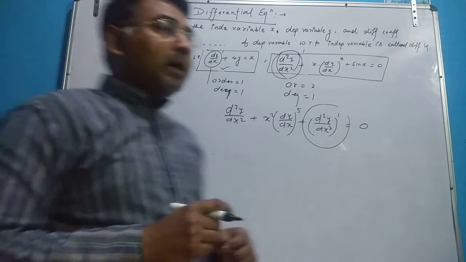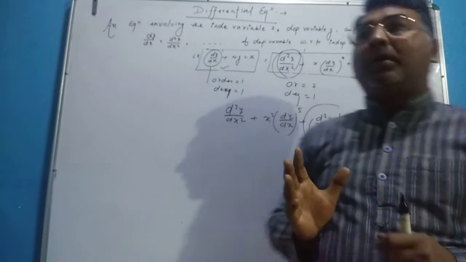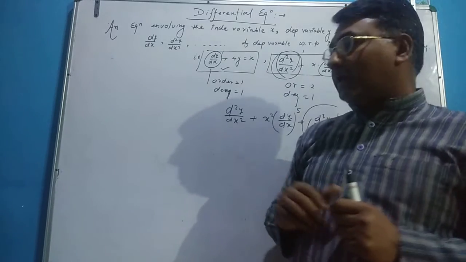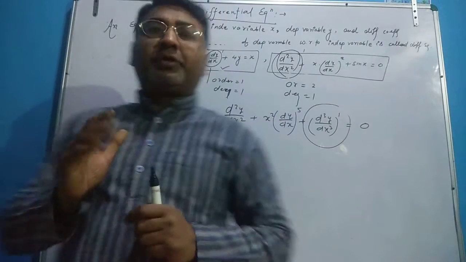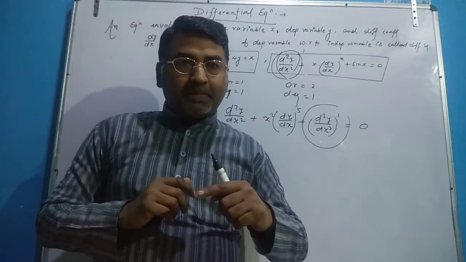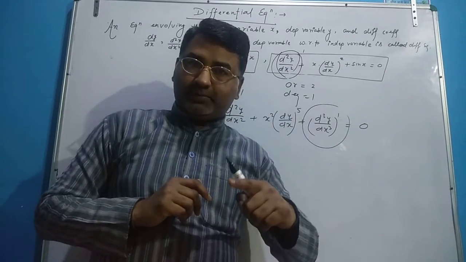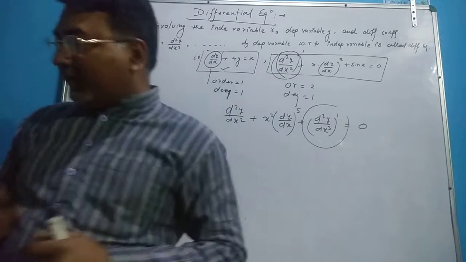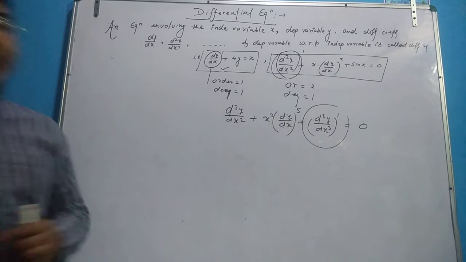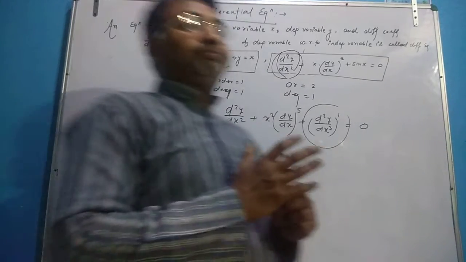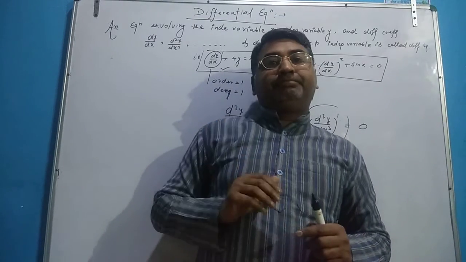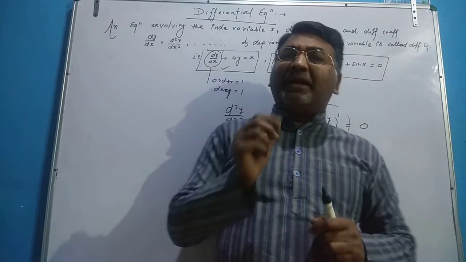Now the second point is linear and non-linear differential equations. This is a very important point: find whether the equation is linear or non-linear, along with its degree and order, right? A differential equation is said to be linear if the dependent variable and the derivative are of degree 1. So this is linear. Linear means degree 1.